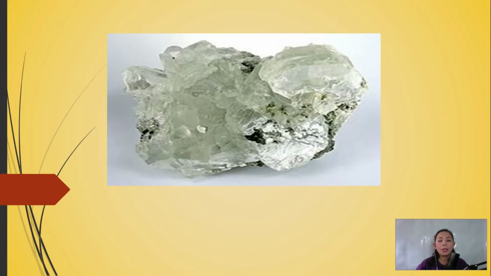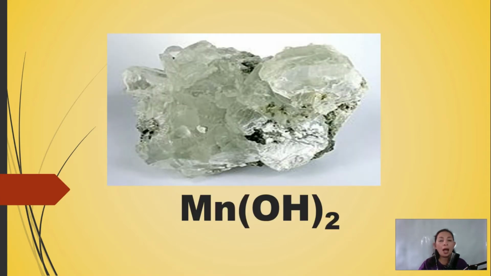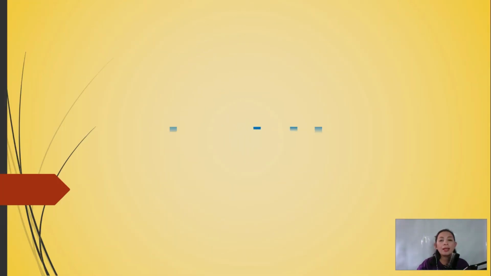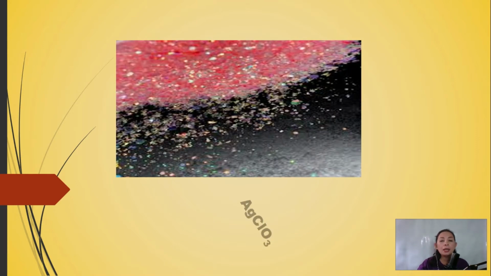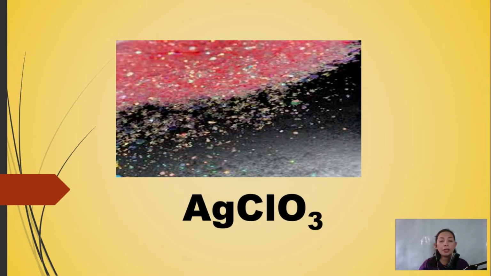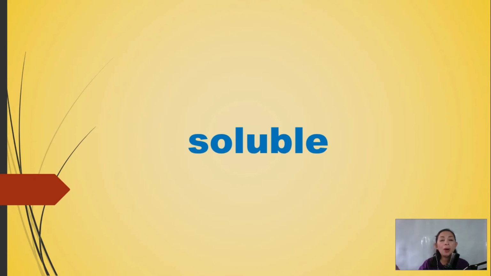Next, we have manganese hydroxide. What do you think? Is it soluble or insoluble in water? What is your answer? And the answer, class, is insoluble. And the third substance, we have silver chlorate. What do you think? Is it soluble or insoluble in water? If your answer, class, is soluble, then you are right.